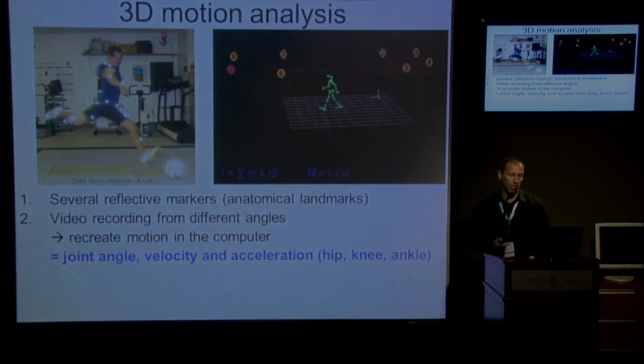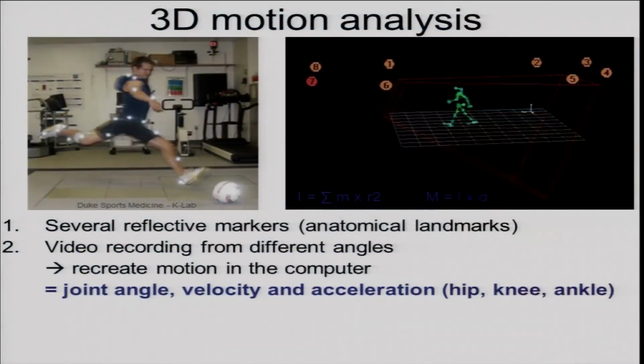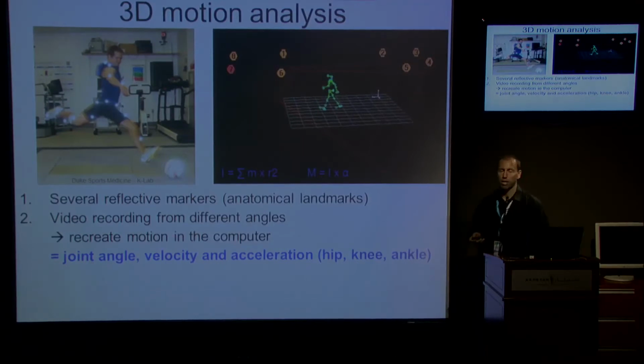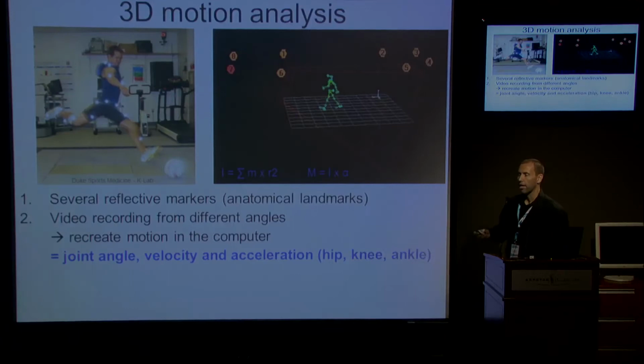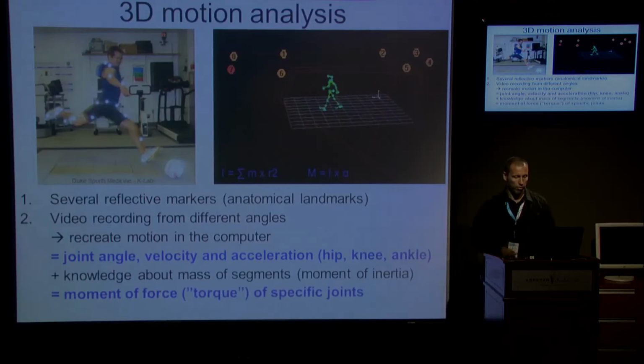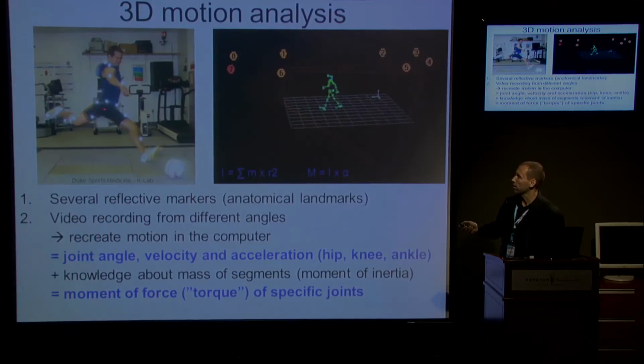And the basic principle of this is to place markers on the body, on different anatomical landmarks, and then have cameras around the person in a reference frame, and then sample all this in a computer. Then we can recreate the motion in the computer and calculate positions, angular velocities, angular accelerations. And from that, if you know the mass of the segments, we can calculate the moment of inertia, and then we can calculate the moment of force acting on the joints. In this presentation, I'll focus on the hip joint.